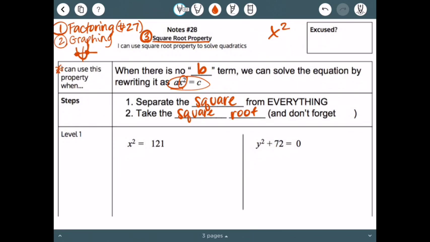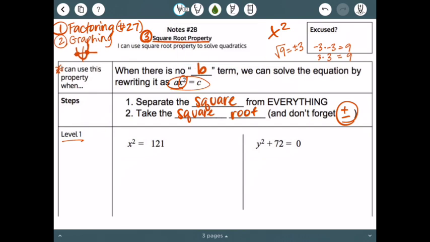And don't forget that your answer when you take a square root is a plus or a minus. That's because -3 times -3 gives you 9, as well as 3 times 3 gives you 9. That means that the square root of 9 is +3 and -3. So we're going to remember to put our plus and minus every time that we take a square root. So we have our basic ones in level 1 here.